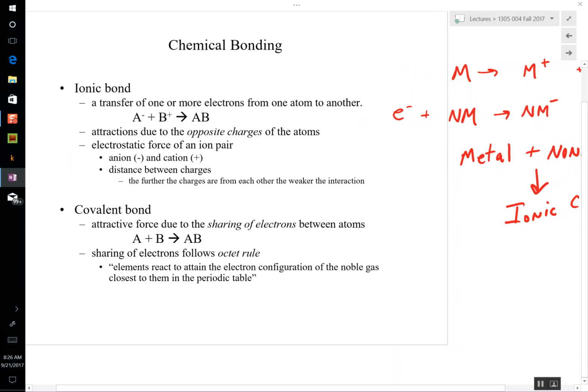All right, so the operative word here is you have the transfer of electrons from one atom to another. That's an ionic bond. I'll show you an example of that in a second.